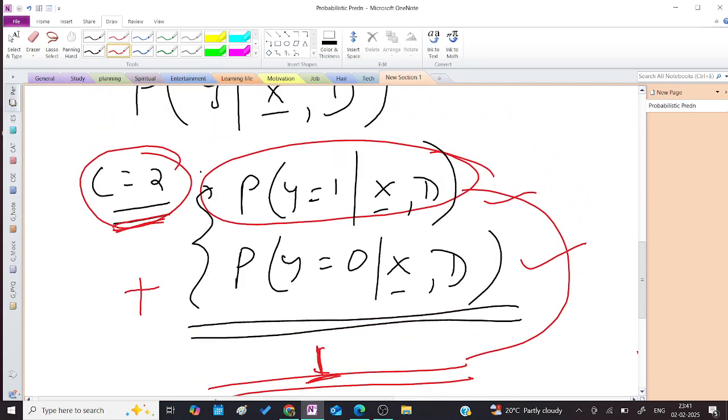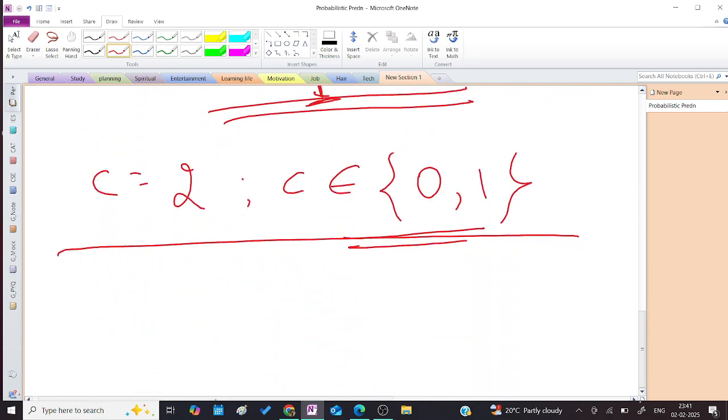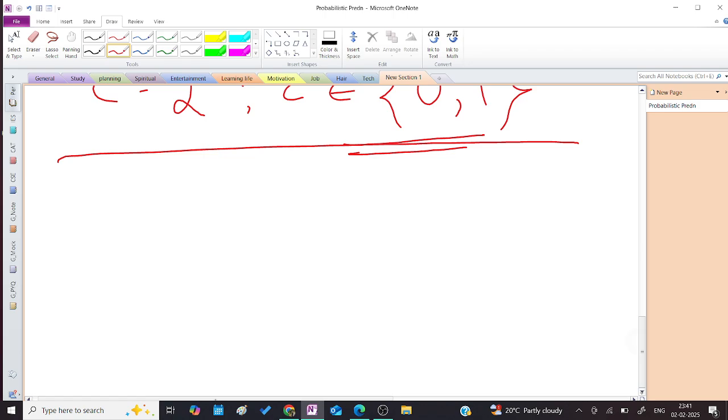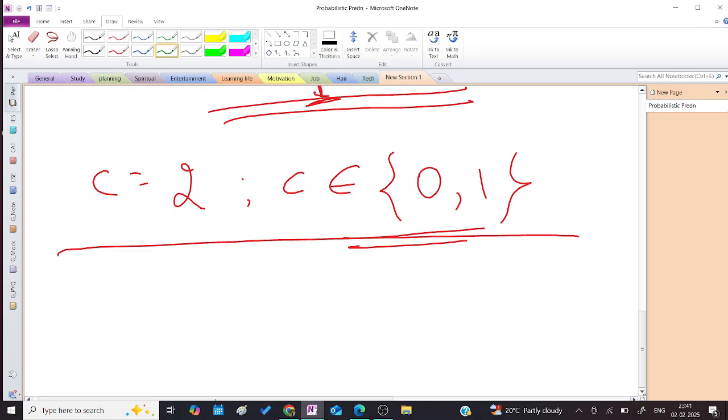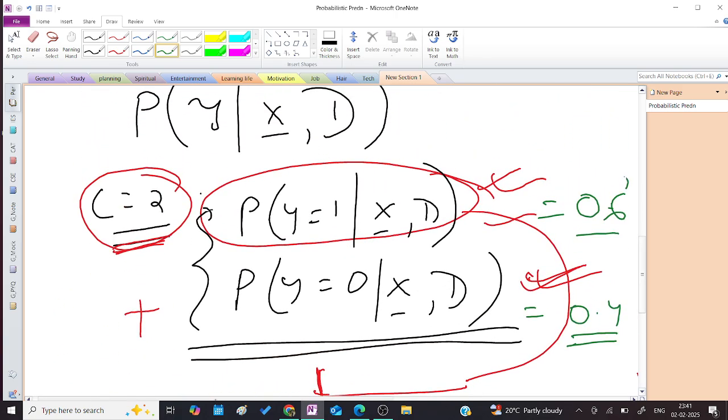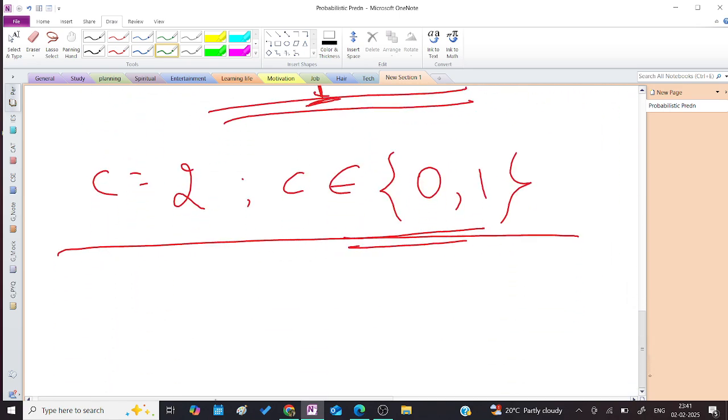So okay, after finding these probabilities, what will be our decision? Suppose, for example, the probability of y to be class 1 is 0.6 and the other is 0.4, right? So how to proceed? Yes, the one with the highest probability will be assigned. So our data point x will be assigned to class 1.